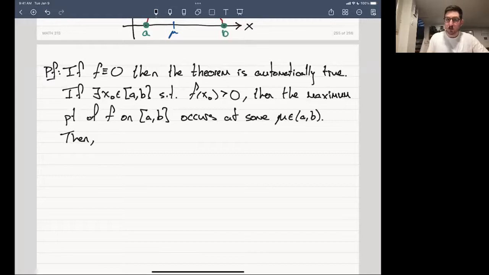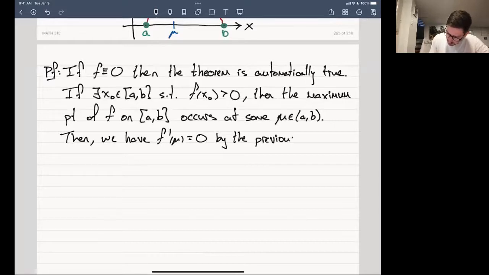But then this tells you from the previous theorem that we have f prime of mu is equal to 0. And that is because the open interval is the interior of the closed interval, right? There's wiggle room for the open interval. No matter where mu is in there, it's an interior point. I can move around, I can wiggle around inside that. And that just comes from the fact that the open interval is an open set, right? We talked about this early on.